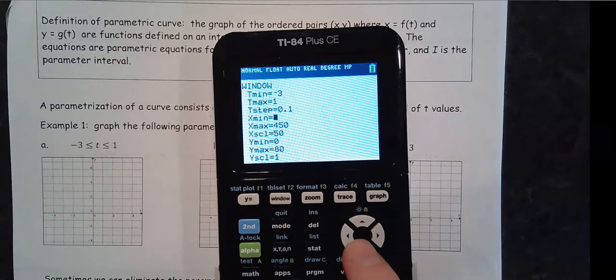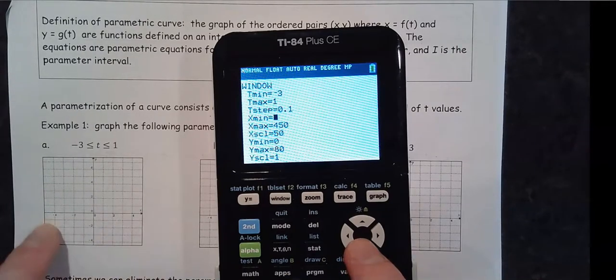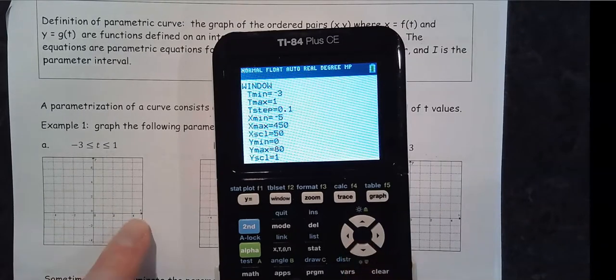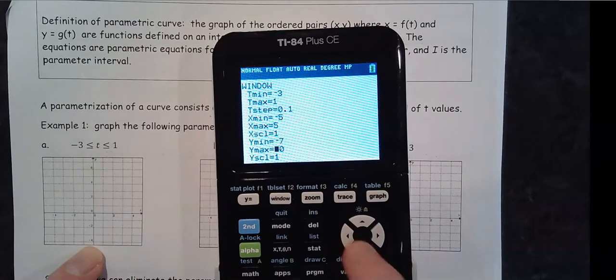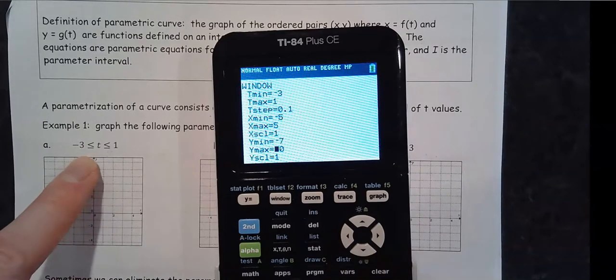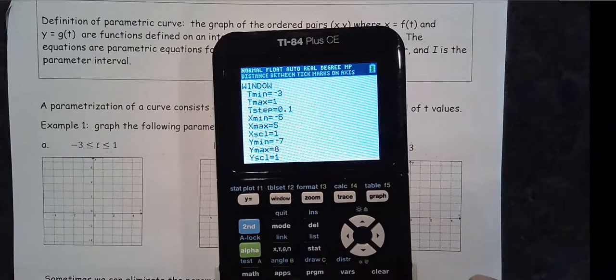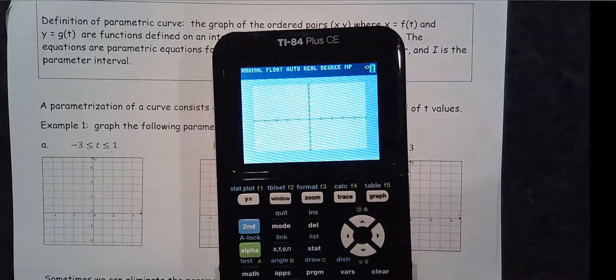On this one, my x min, I'm just going to go by the window here. This looks like -5, so my x min is -5. My x max is 5. I'm going to put these as 1. And then my y min, it looks like I go down to about -7 or so, and it goes up to 6, 7, 8. 8's a little bit off, but those are my 1s. And then when I hit graph, you'll see something like that. It looks like a sideways parabola. And eventually I could put these together and show that it is a sideways parabola.